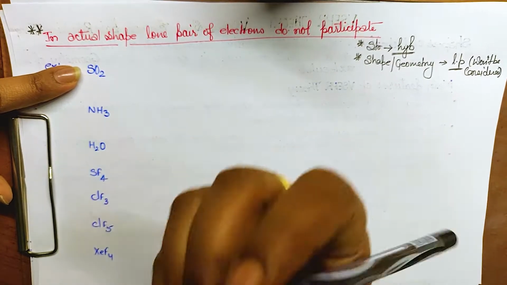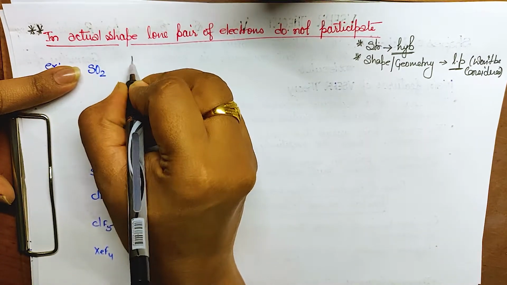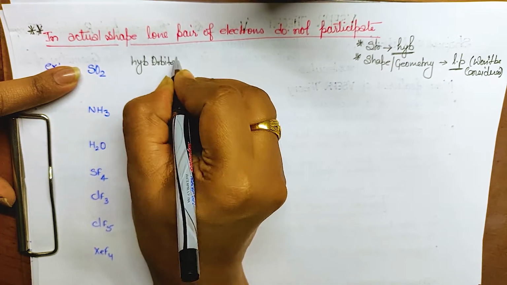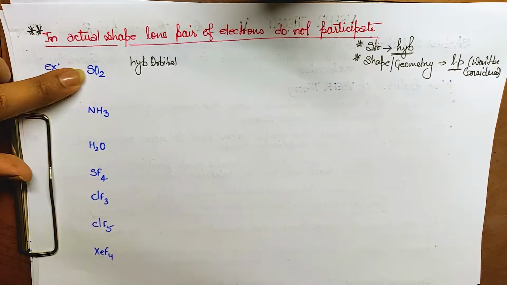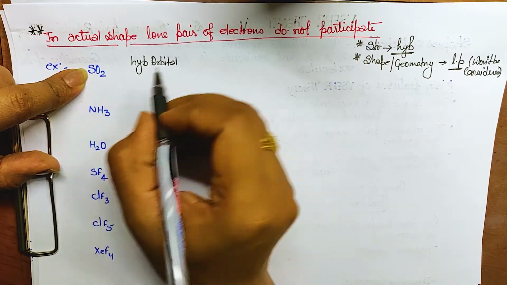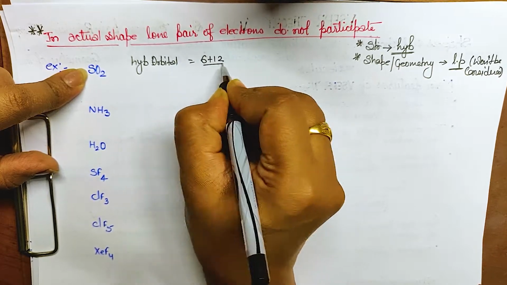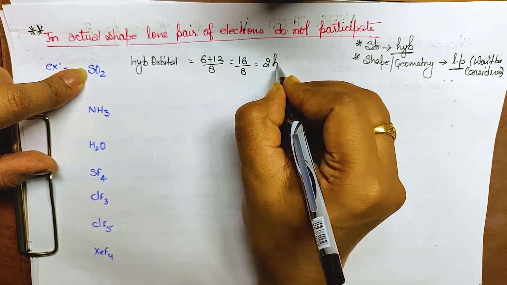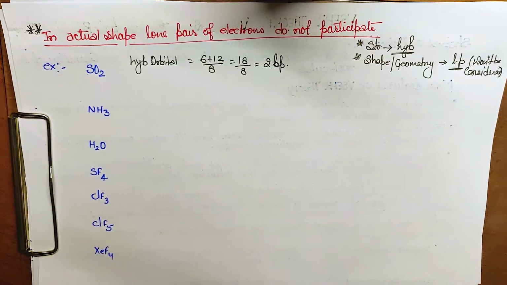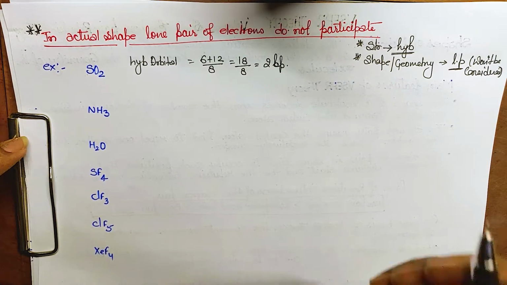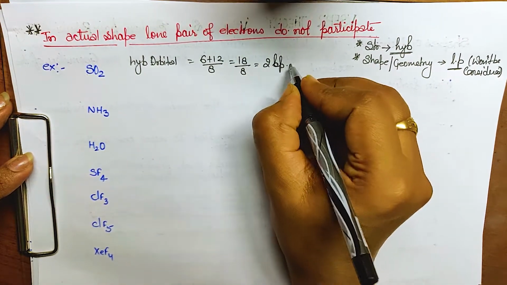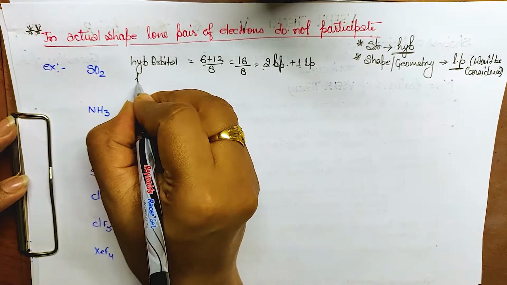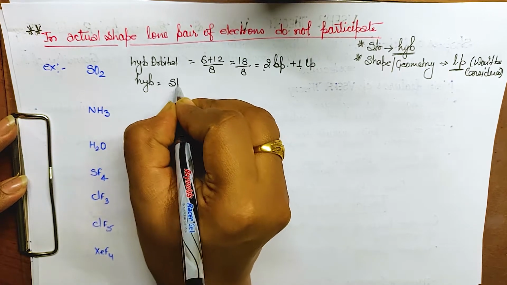Let's do it with the hybridization first. If I'm finding the hybrid orbital, it is TVE plus or minus charge upon 8, because hydrogen is not there. So total valence electron is 6 plus 12, upon 8, isn't it? That is 18 upon 8, and that means there will be 2 bond pairs. The completely divisible part will be the bond pair, and whatever is left, you divide by 2, that will give you the lone pair of electrons. So 2 left, 2 divided by 2, that is 1 lone pair. So 2 plus 1 will be 3, which means the hybridization will be sp2, isn't it?